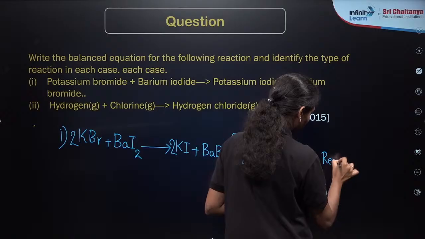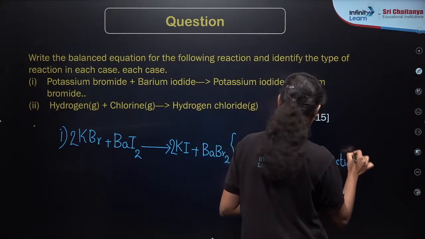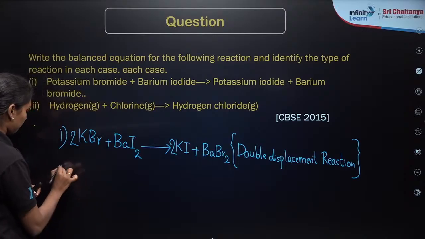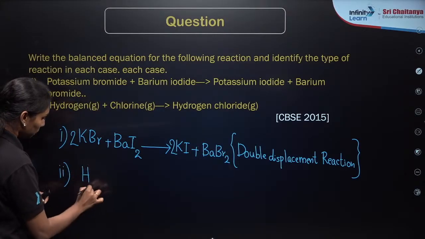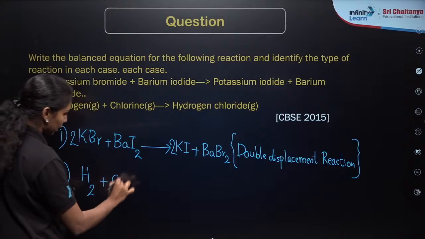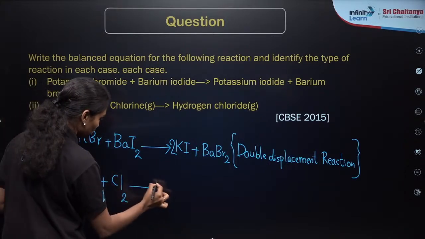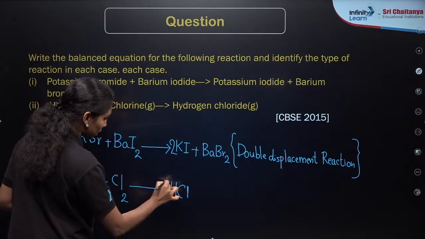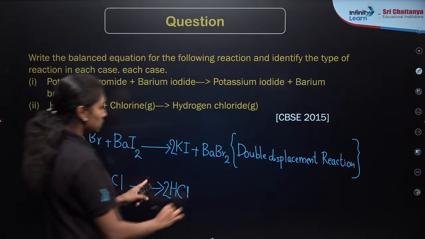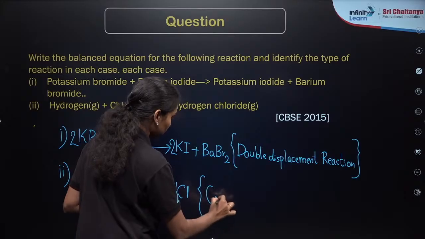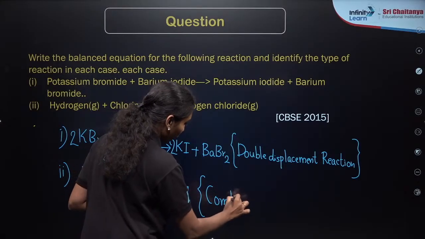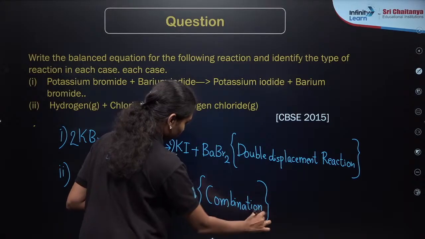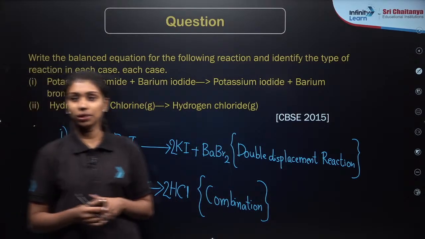Then what about the case of the second question? Hydrogen, right? Hydrogen means H2. Then chlorine will be Cl2. If you are treating hydrogen and chlorine together, it will form hydrogen chloride, HCl. The balanced equation will be H2 plus Cl2 gives 2HCl, which means this is an example for the combination reaction, right? Two or more reactants are combined together to form a single product. Is that clear? Is there any doubt?